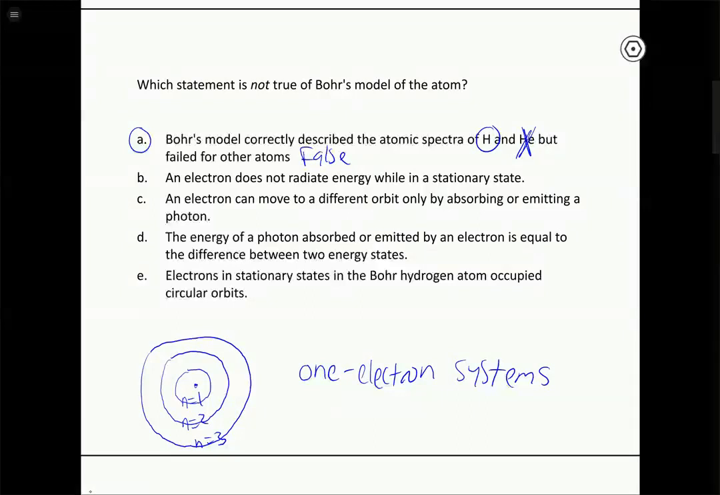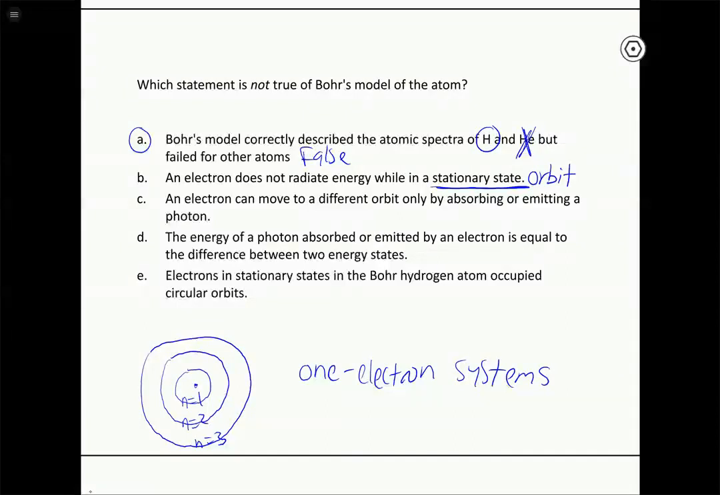So choice B, an electron does not radiate energy while in a stationary state. I haven't used the term stationary state yet, but this basically means in a set orbit. So stationary state is an energy level or an orbit for an electron, whichever terminology you're using. And so that's something that is going to be also true. It won't change energy, it won't give off energy as long as it stays in the same orbit.